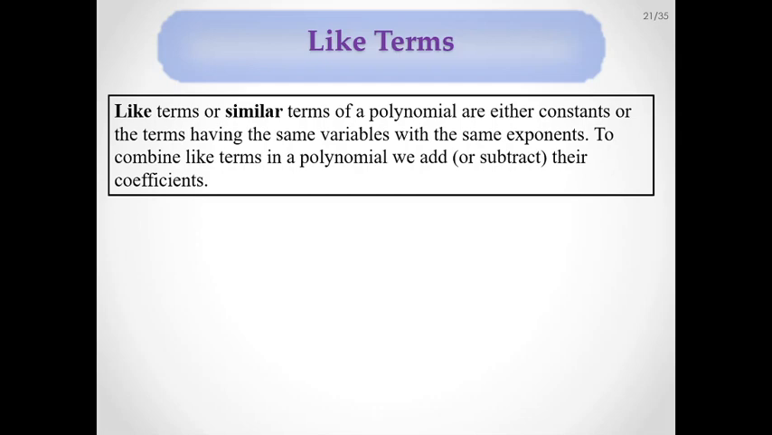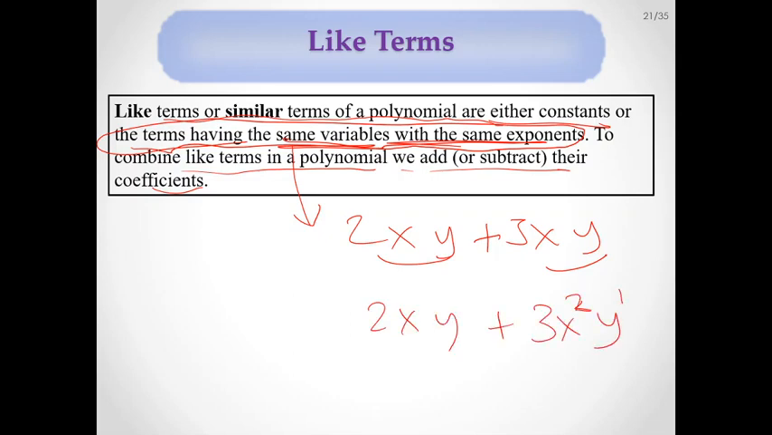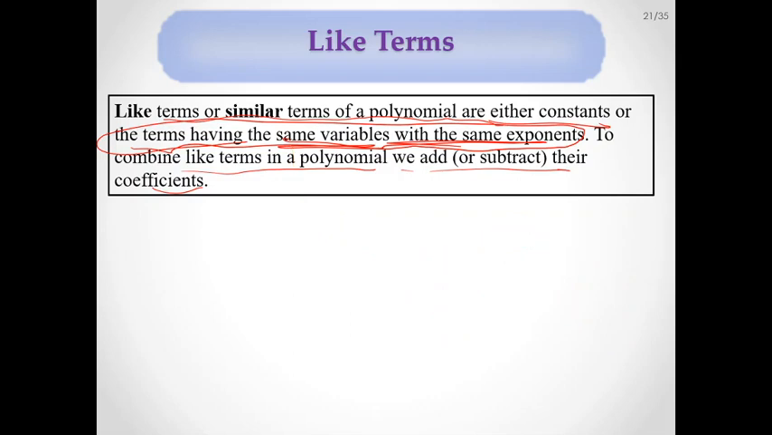Like and similar terms of a polynomial are either constants or terms having the same variables with the same exponents. To combine like terms in a polynomial, we add or subtract their coefficients. So terms with the same variables with the same exponents, these are like terms. We can add them, but these are not like terms, because the powers here are not the same. You see? So these are not similar terms. Okay, we will see some examples of it.